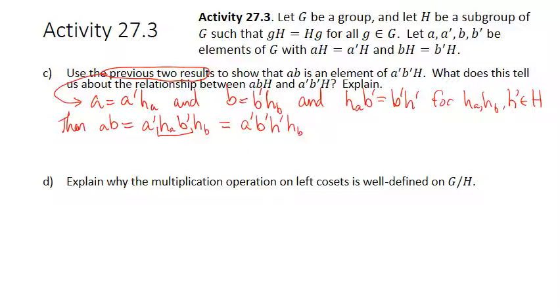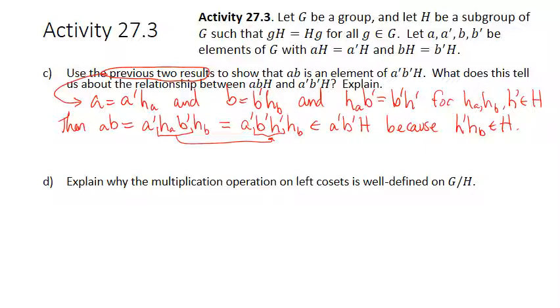Okay, and now what you want to notice is that H prime HB is an element of H. So this is in A prime B prime H. Because H prime HB is in H, and that's because H is, of course, closed under multiplication because it's a subgroup.